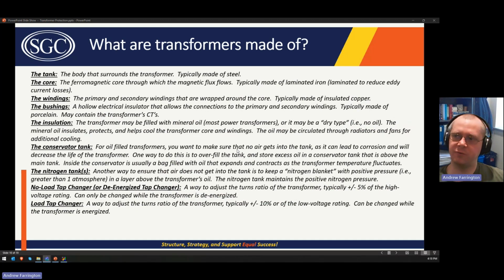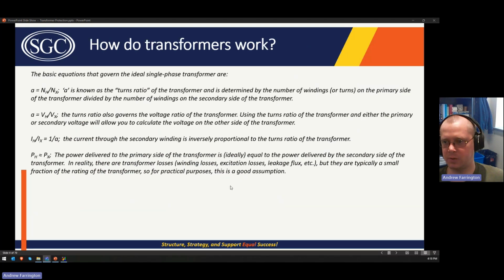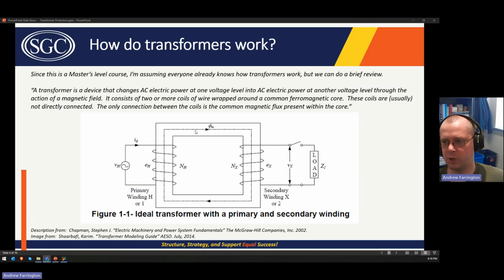All right, what are transformers made of? The main parts of the transformer are the tank, and this is the body that surrounds the transformer, and it's typically made of steel. The core is the ferromagnetic core through which the magnetic flux flows. So back in this initial diagram, this would be the core here. Again, this is a single phase, two winding transformer, one winding here, one winding here, but that would be the core.